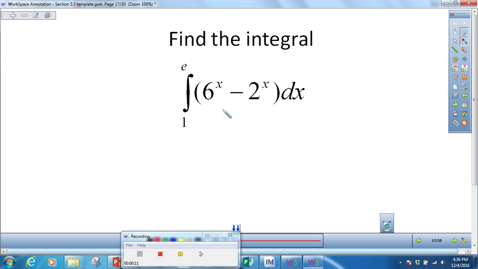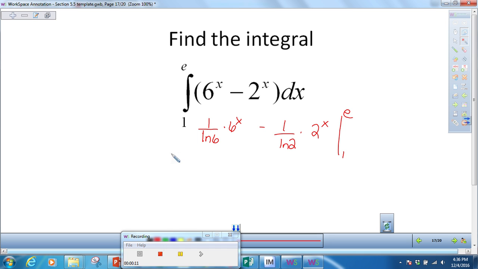Okay, so basically, we don't even have to use u substitution on these. So this is 1 over the natural log of 6 times 6 to the x, minus 1 over the natural log of 2 times 2 to the x. And I'm evaluating that from 1 to e.